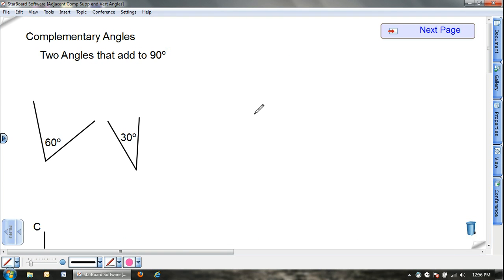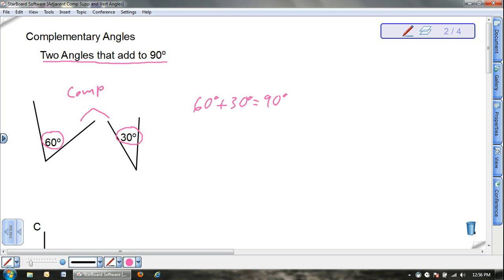Okay, so first of all is complementary angles. Complementary angles are simply two angles that add to 90 degrees. So anywhere that you find two angles that add to 90 degrees, they are complementary. As you look at these two angles, this one here is 60 degrees, and this one is 30 degrees. Because 60 degrees plus 30 degrees equals 90 degrees, we know that these two angles are complementary.